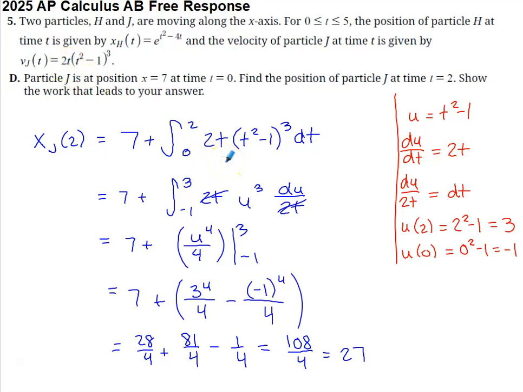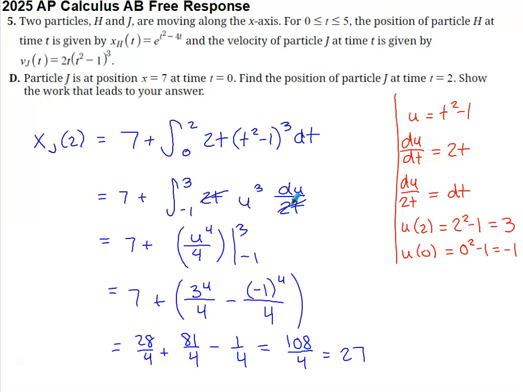Now to do this integral, what I'm going to need to do is actually use a u-substitution. So if I let u equal what's inside that set of parentheses, I end up with du over dt as 2t, and du over 2t is what I'm going to replace the dt with. That gives me the cancellation of the 2t that's sitting here with the 2t that comes about through the substitution.